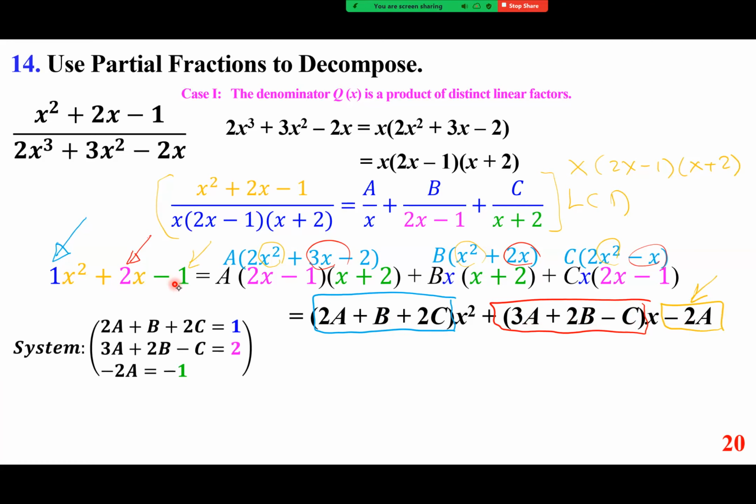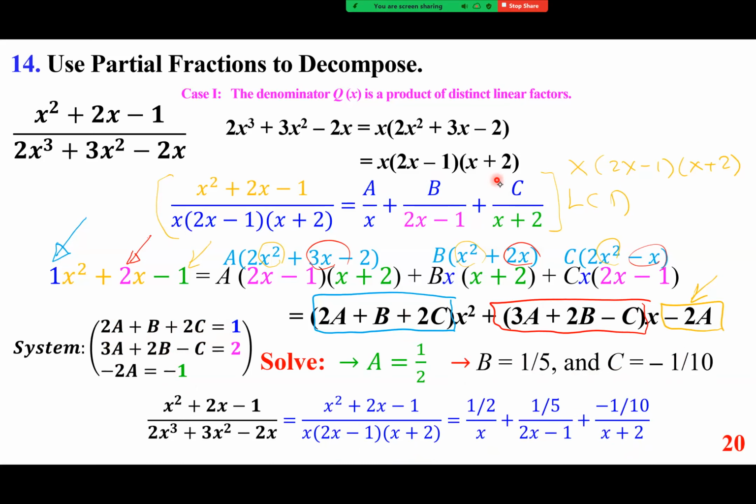First and foremost, you can see that a is positive 1/2. Then you replace the a with positive 1/2, and you have a system with two variables. I'm assuming everybody can solve it. B becomes 1/5, C becomes negative 1/10. You go back to this one, replace the a with 1/2, b with 1/5, c with negative 1/10. You're done.